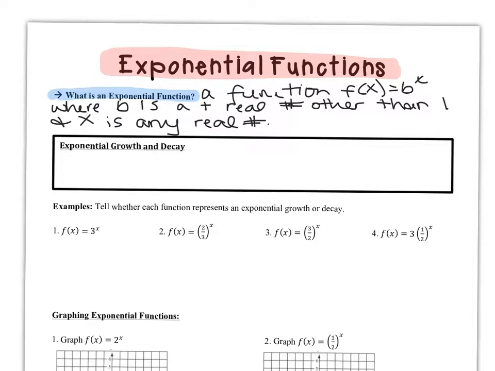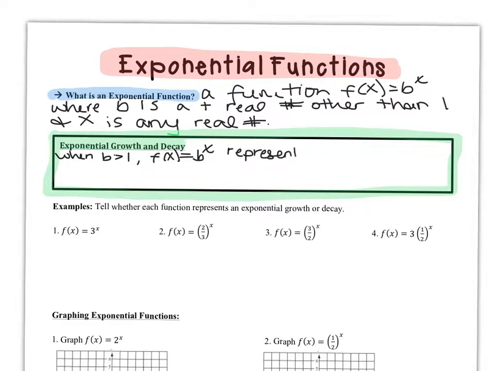Okay? So now I'm going to talk about the difference between exponential growth and exponential decay. I'm going to highlight the border of my box here just so I know it's significant. So I have exponential growth and exponential decay. When b, my base, is greater than 1, f of x equals b to the x power represents exponential growth.